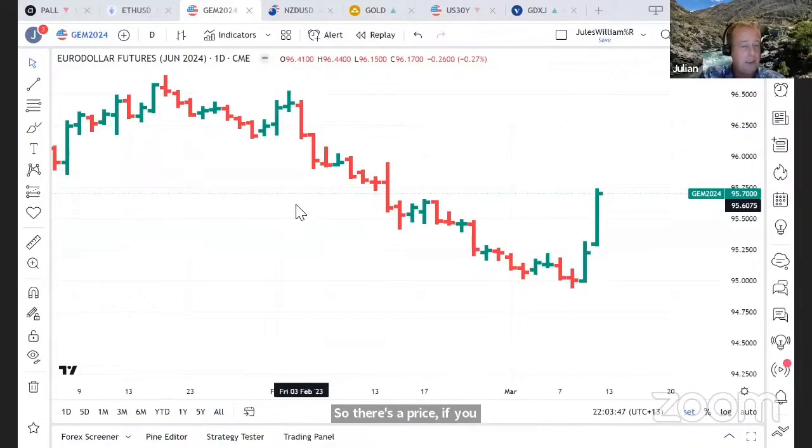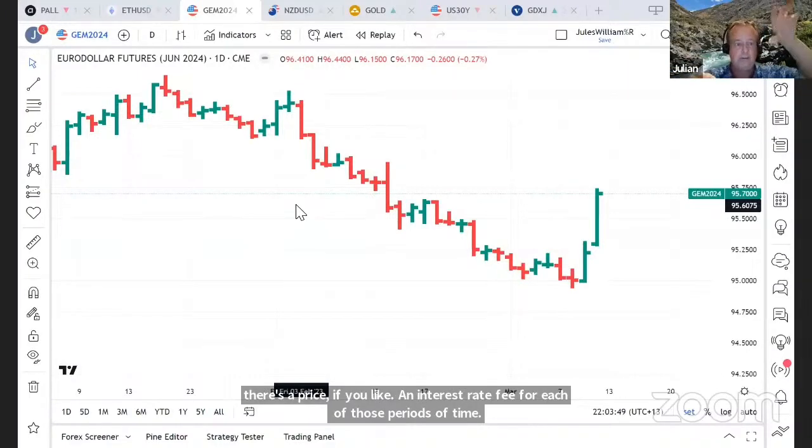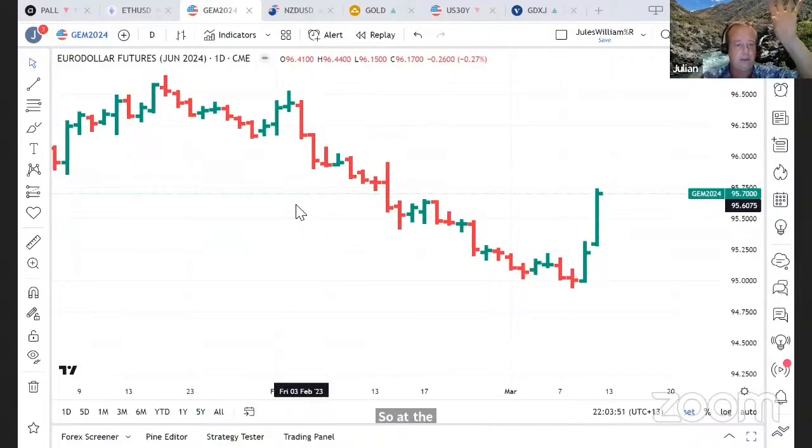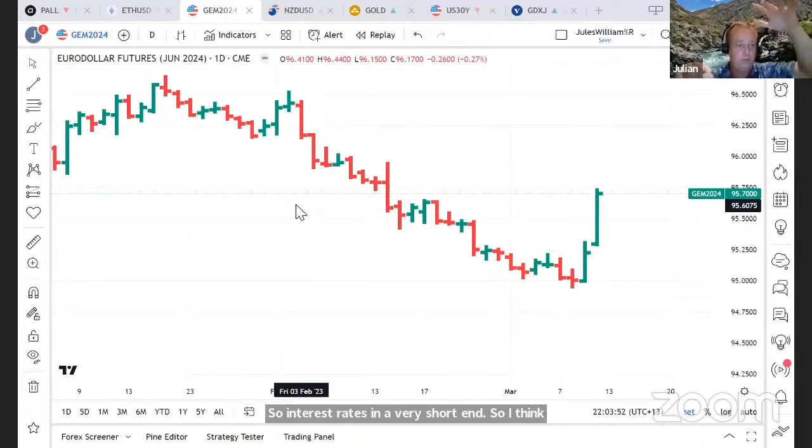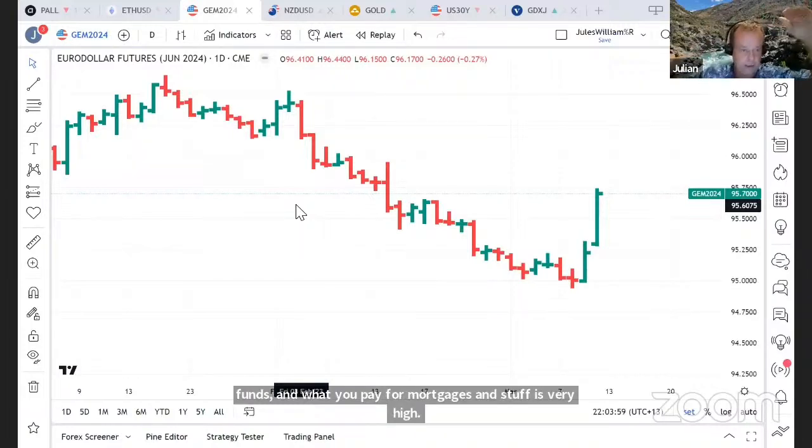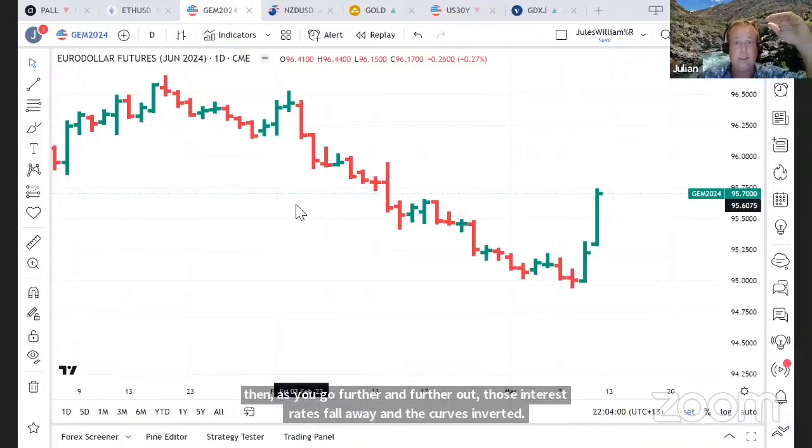So at the moment, the curve has been what we call inverted. So interest rates in the very short end, so think Fed funds and what you pay for mortgages and stuff, is very high. And then as you go further and further out, those interest rates fall away and the curve's inverted, what we call inverted. So a very good predictor, allegedly predictor of recession.